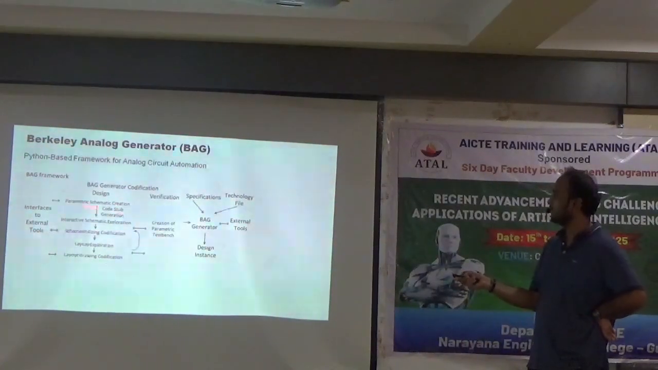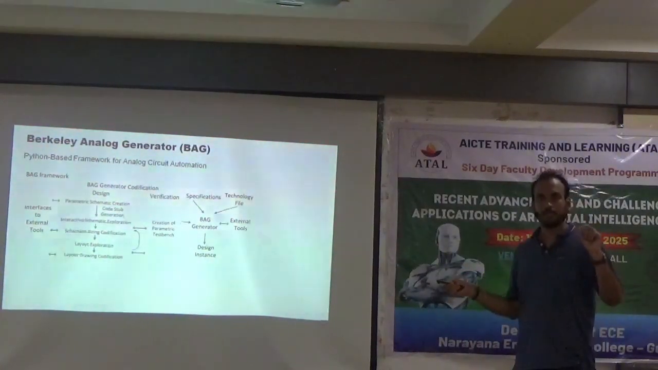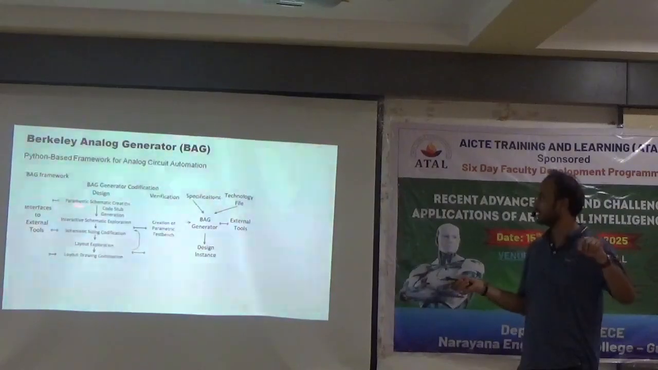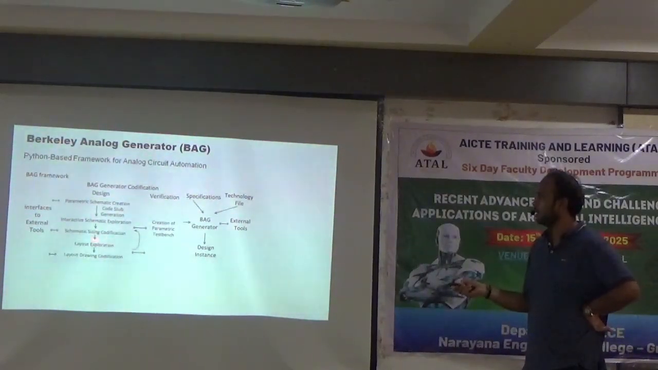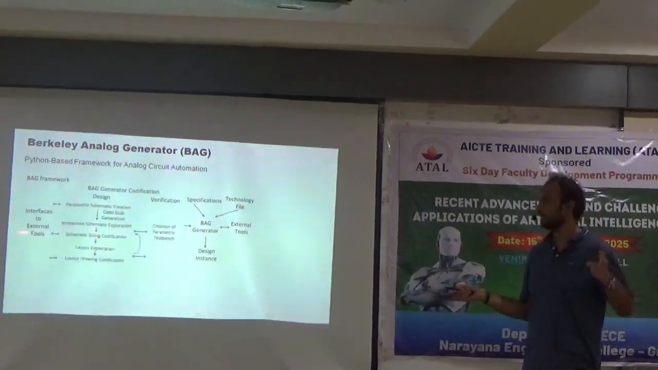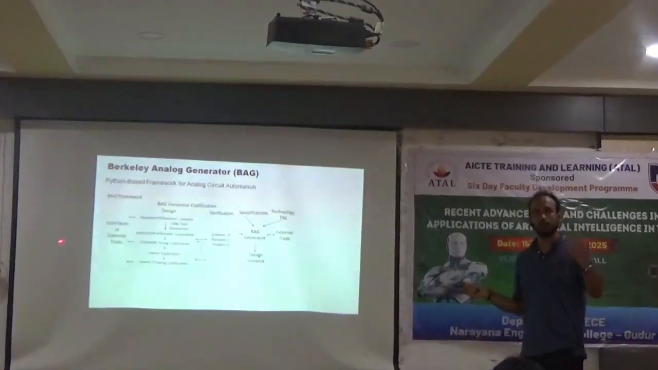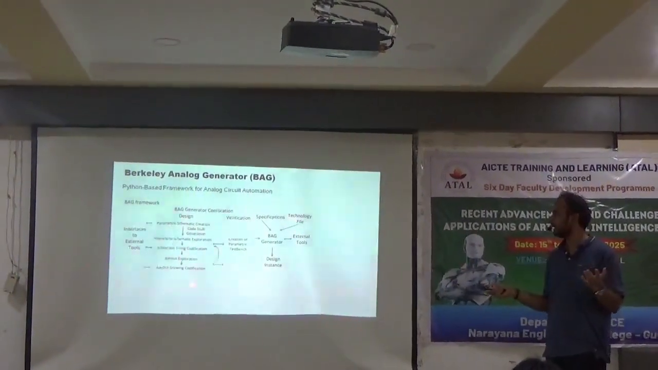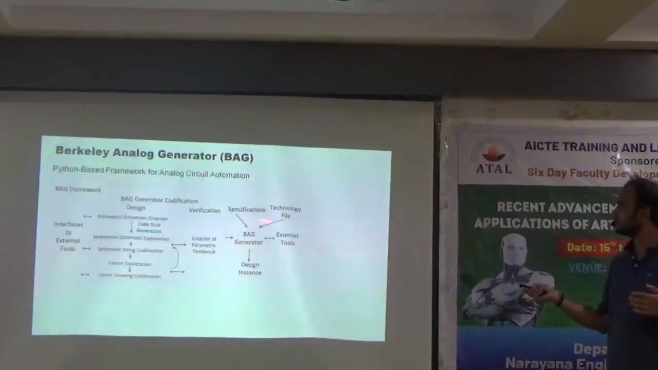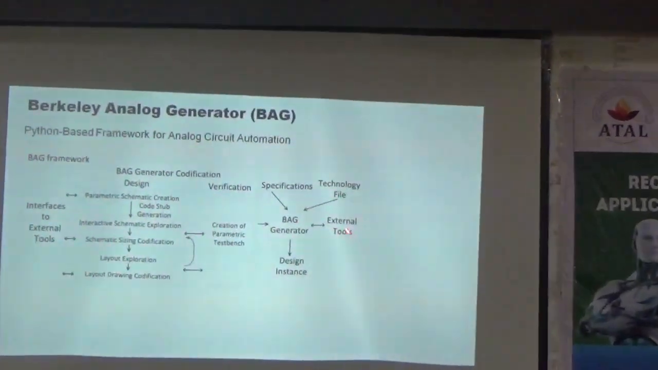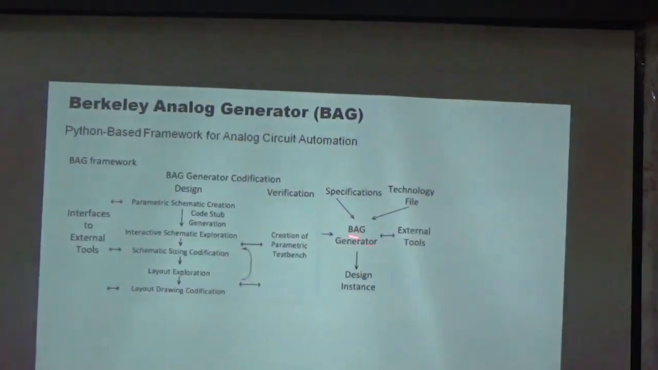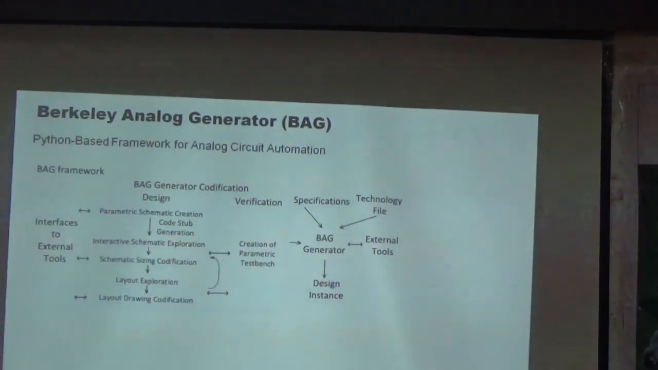So they took the design and parameterized each and every variable in the schematic, and then they optimized these variables using AI or an algorithm. After you optimize your design, you get a layout. So the specification and the technology file are the inputs which you feed into this generator, and then you get your design.